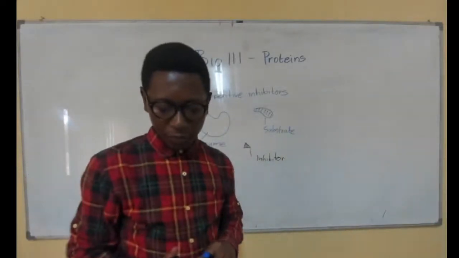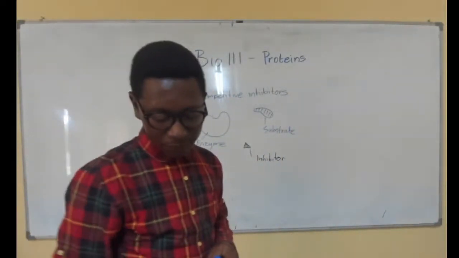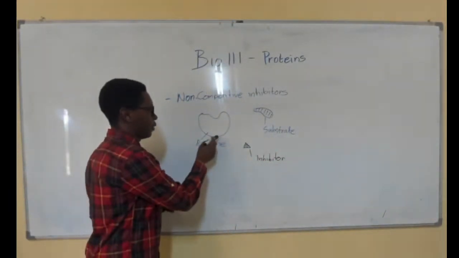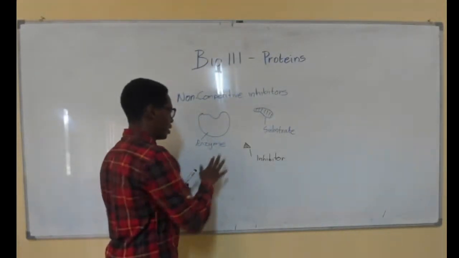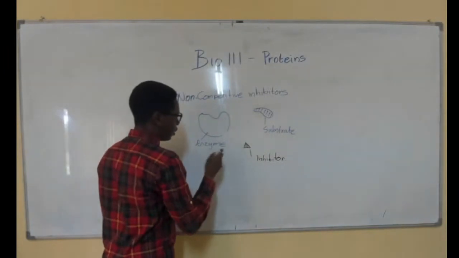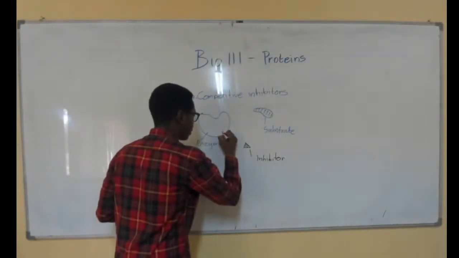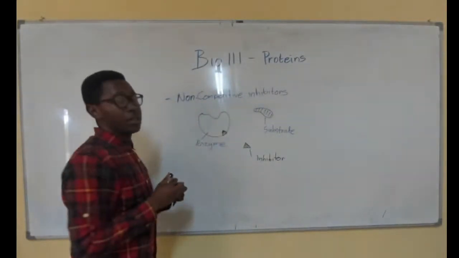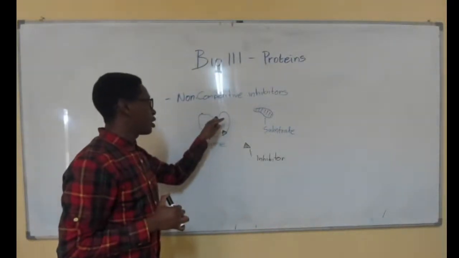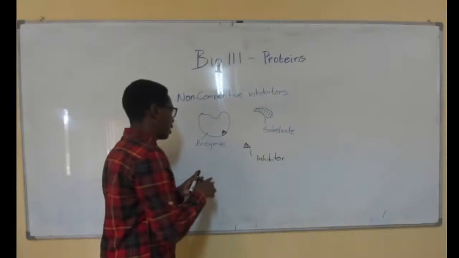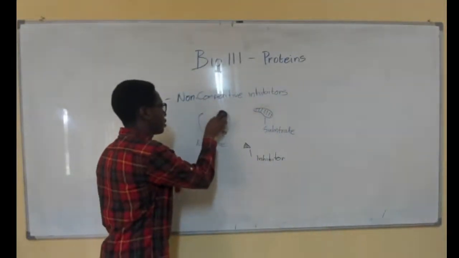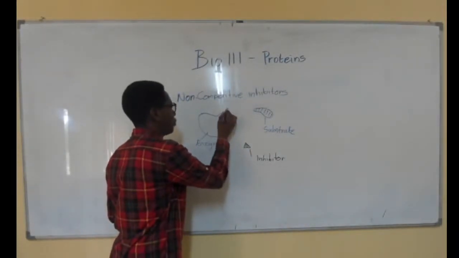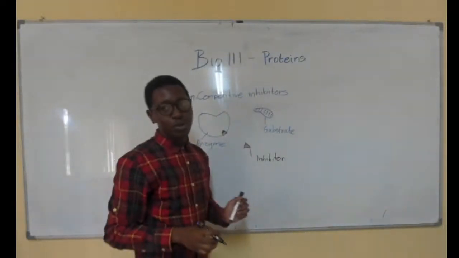Yes. So now, a non-competitive inhibitor is going to interact with the enzyme at an allosteric site. So it will come and bind on the allosteric site. And once it does that, it's going to change the shape of the active site, for example, to a shape which can no longer accommodate the substrate.